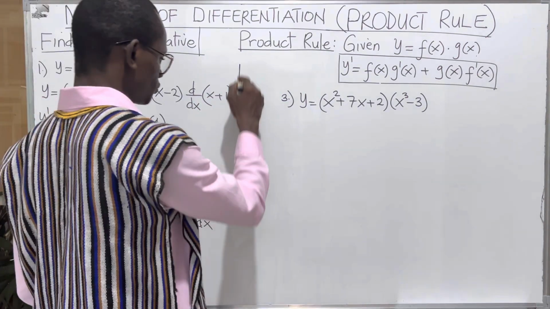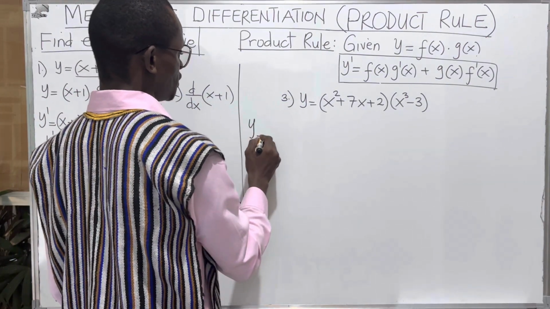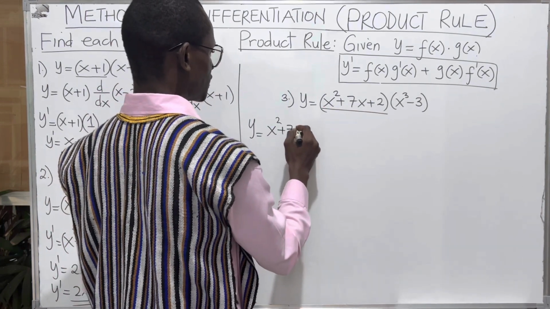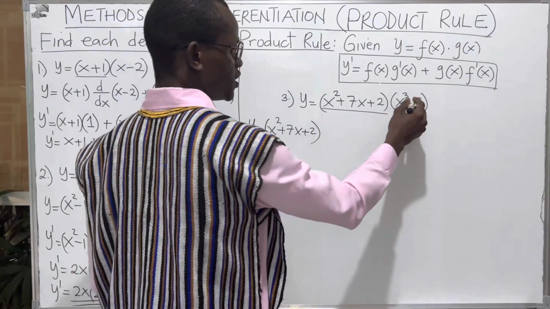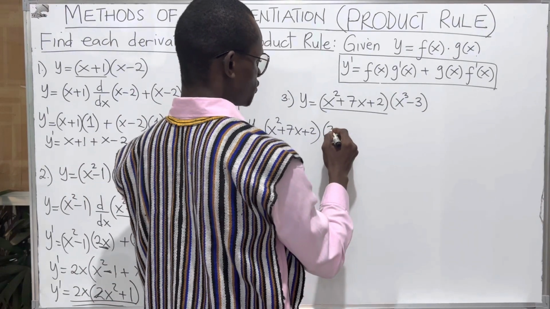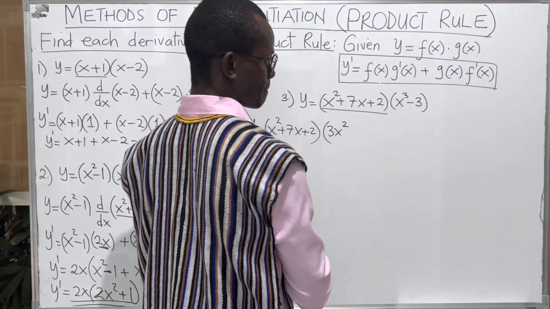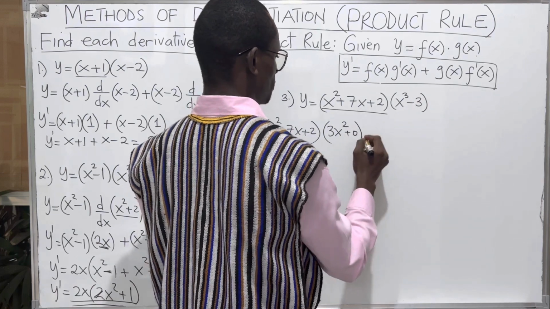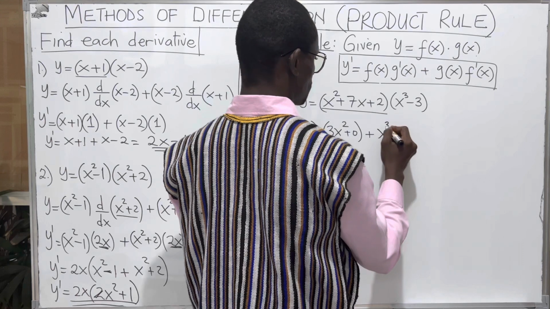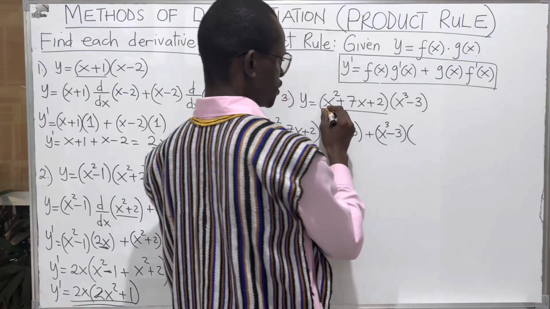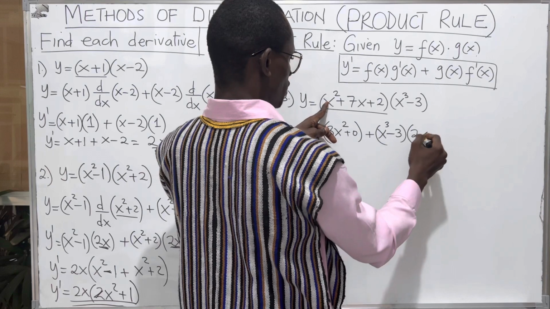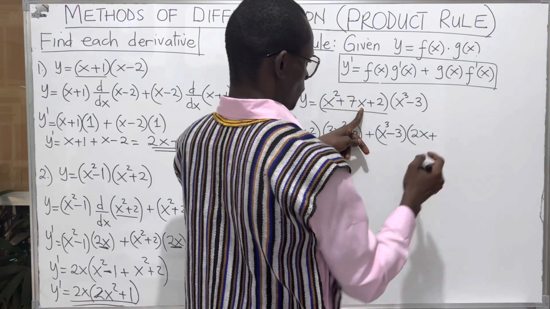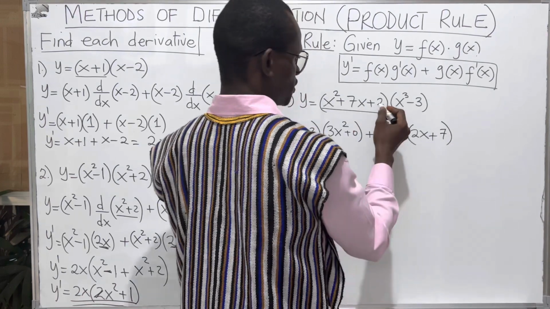So we do the last one. So y now equals, we hold this first one, x squared plus 7x plus 2, and then we differentiate this one. So the derivative of x cubed is 3x squared. And then the derivative of this one gives us 0. Last, we hold this one now, x cubed minus 3, and we differentiate this first. So the derivative of x squared, we bring the 2 down and subtract 1 from the power. Plus the derivative of 7x is just 7, and the derivative of 2 is equal to 0.